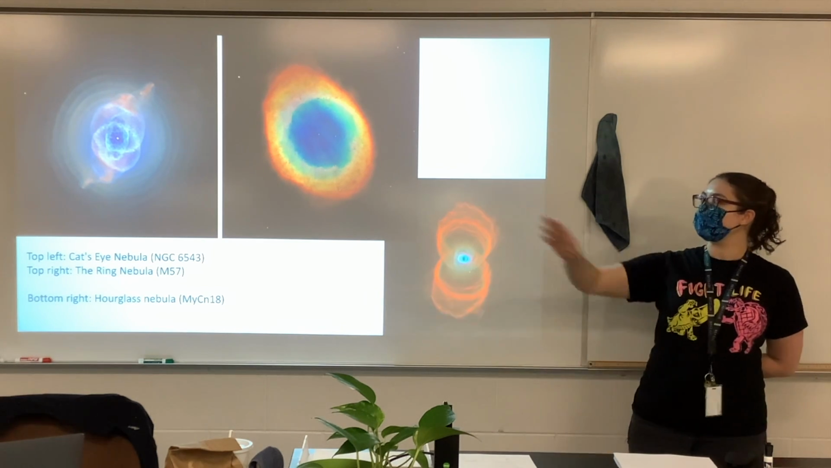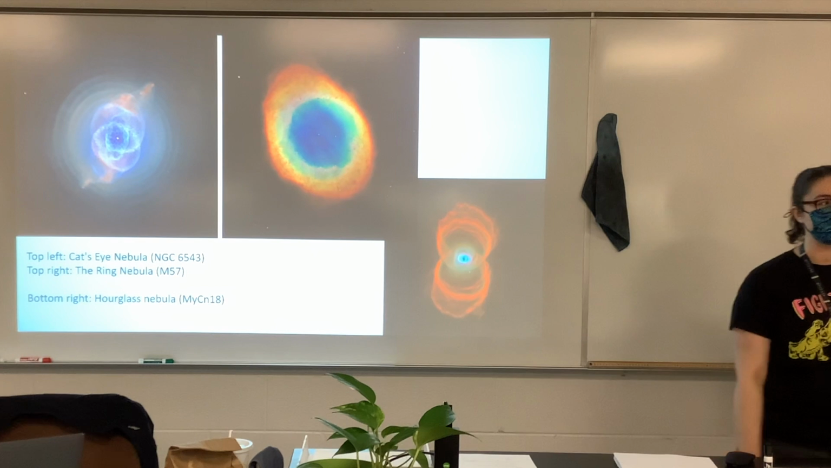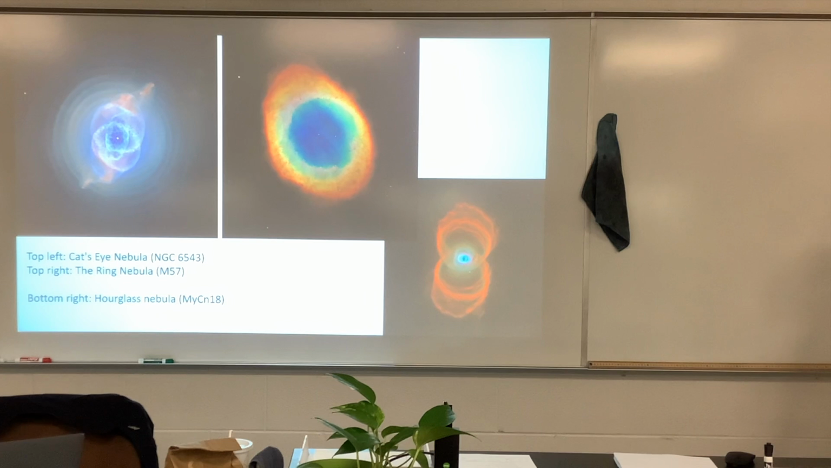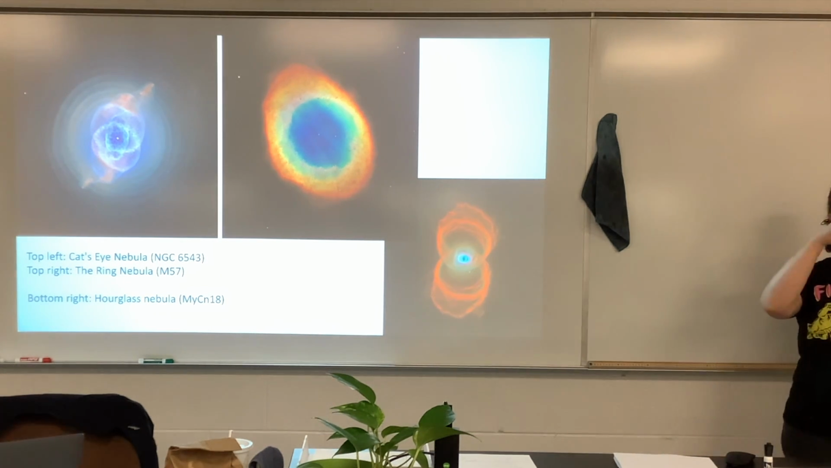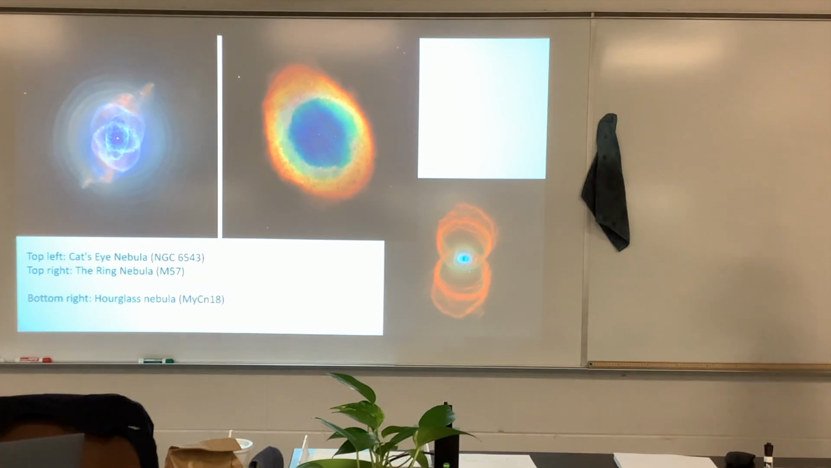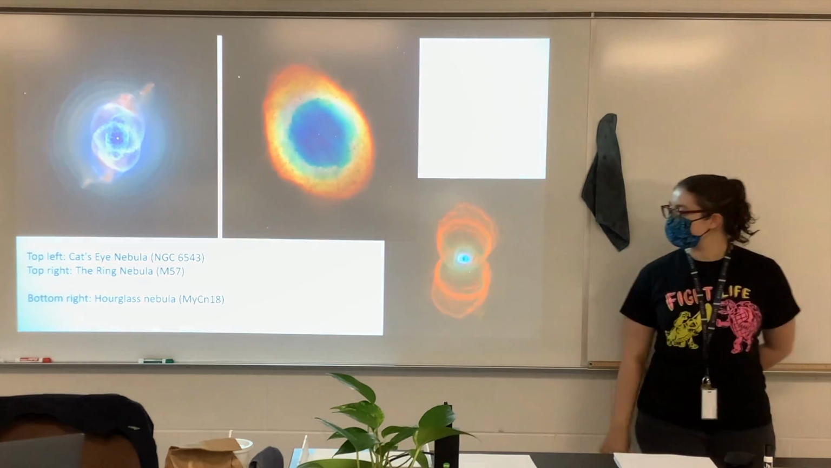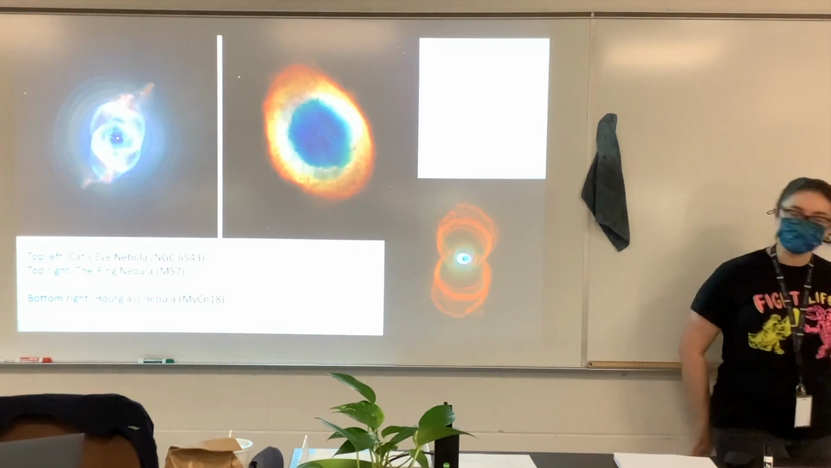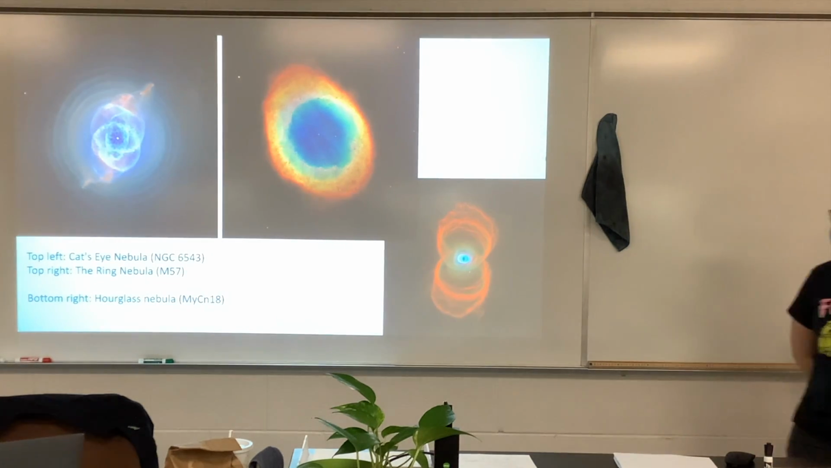So in the top left is probably one of the most famous planetary nebulas, and that's the Cat's Eye Nebula, or NGC 6543. And you can kind of see why they call it Cat's Eye, because it's got that elongated kind of pupil look to it. And then right next to the Cat's Eye Nebula is the Ring Nebula, or M57, which is one of my favorites. And then right here at the bottom, we've got the Hourglass Nebula, or MyCn 18.